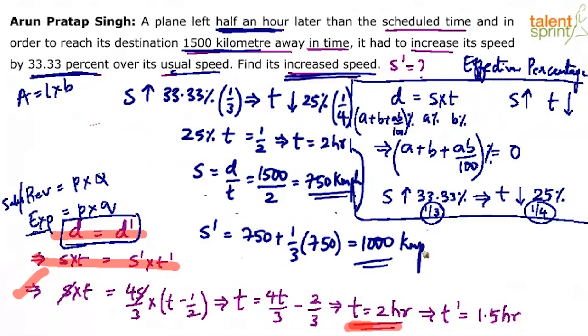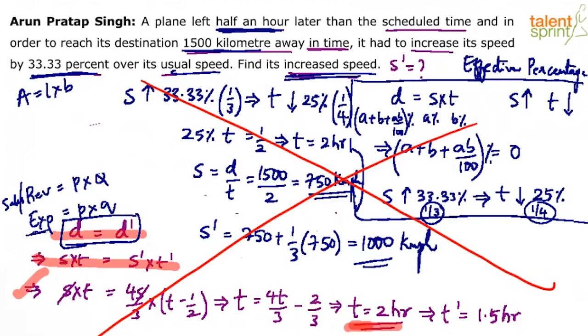While I have written so many steps on paper, believe me, if you solve using this concept of percentages, you will get the answer without putting pen on paper. All these steps can be avoided. I'll just look at the values and get the answer as 1000 kilometers per hour without putting pen on paper, because all the calculations are easy.